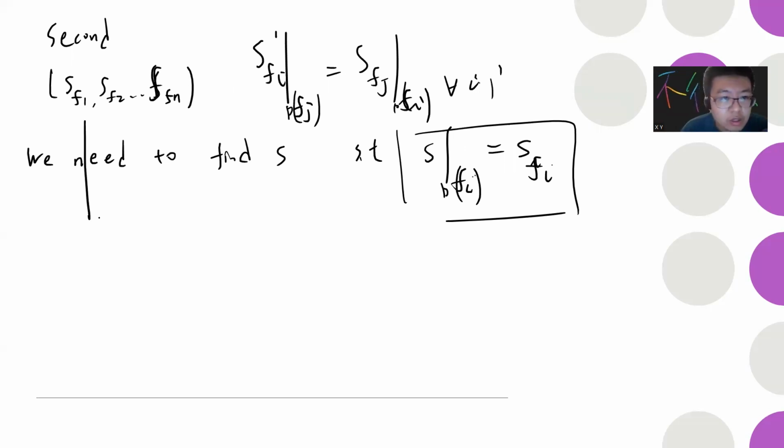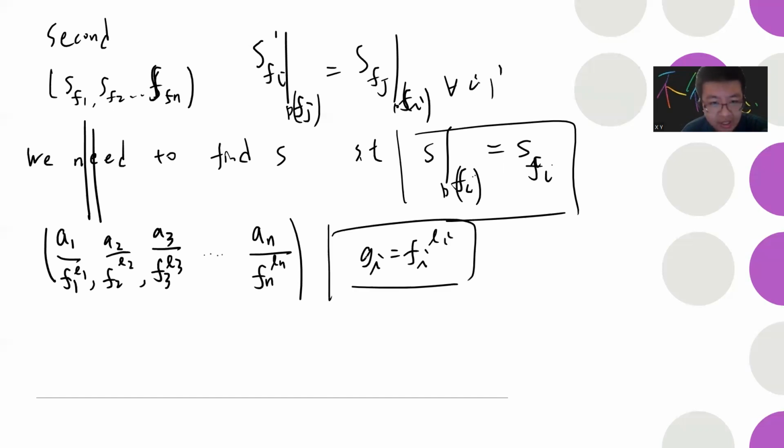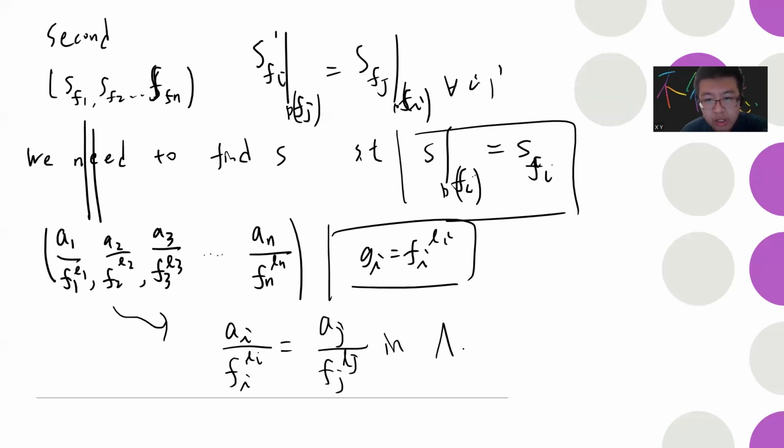This one is a little bit tricky, so let's write these functions clearly. Let's write s_1 in the local ring of D(f_1) as a_1 divided by f_1^{l_1}, and a_2 divided by f_2^{l_2}, and a_3 divided by f_3^{l_3}, and keep going, up to a_n divided by f_n^{l_n}. Then let's say g_i is f_i^{l_i}. Since they agree with each other, we have a_i / f_i^{l_i} the same as a_j / f_j^{l_j} in A_{f_i f_j}.